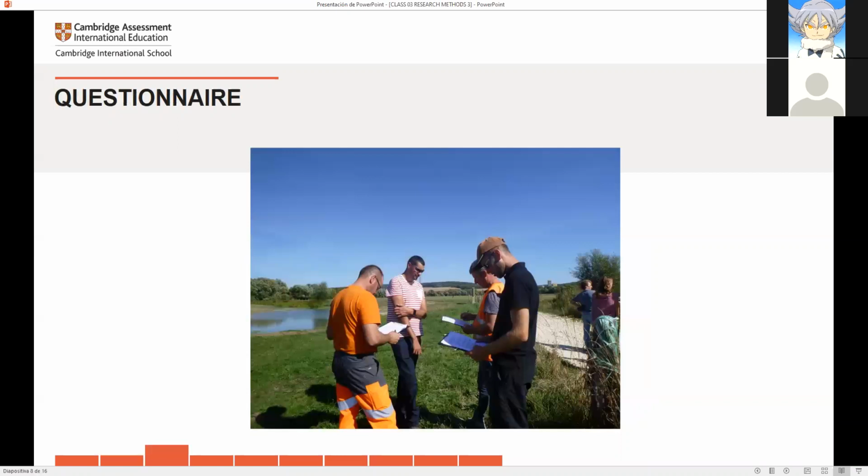And we have the questionnaire. As you see, the two images are very different. In this case, the interviewer is this one, not taking notes, and then the participants are these three people.